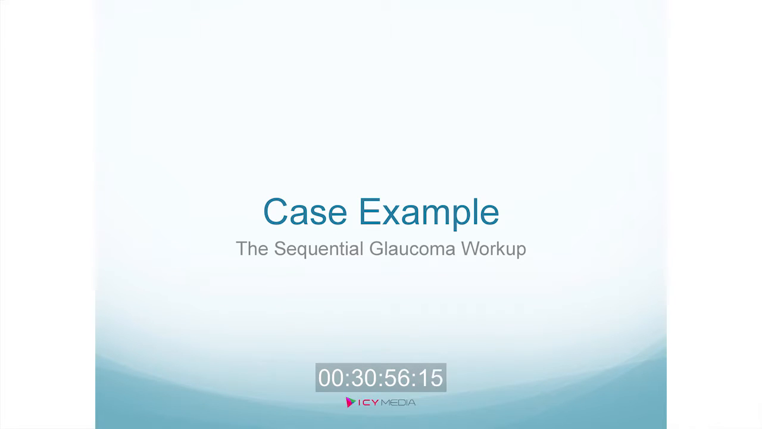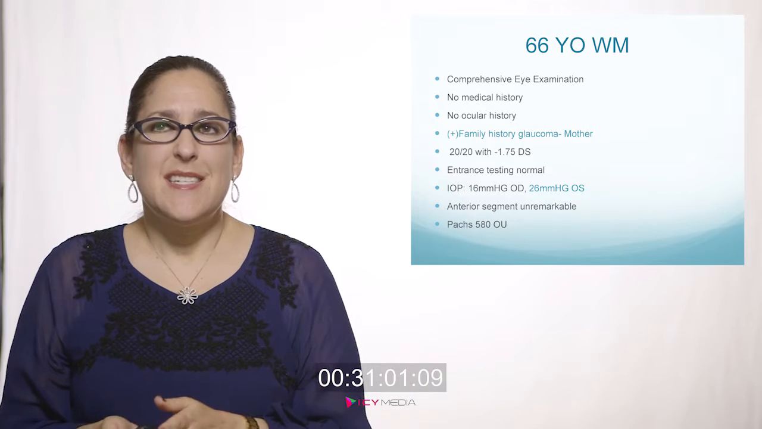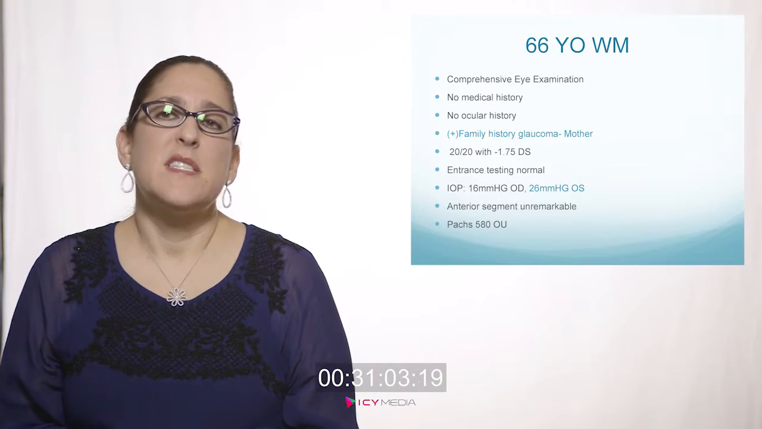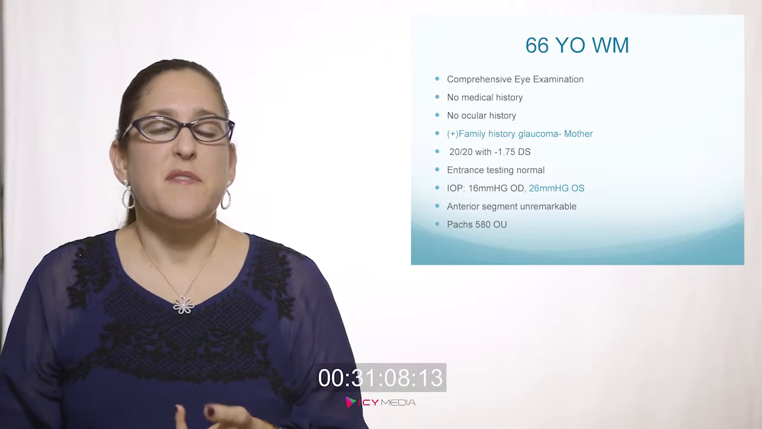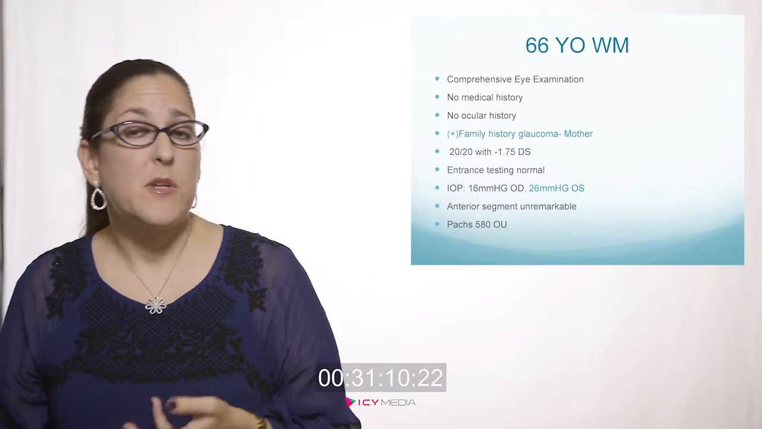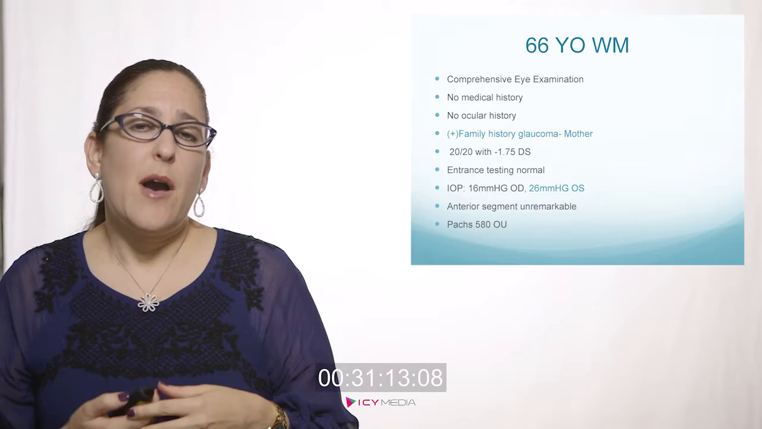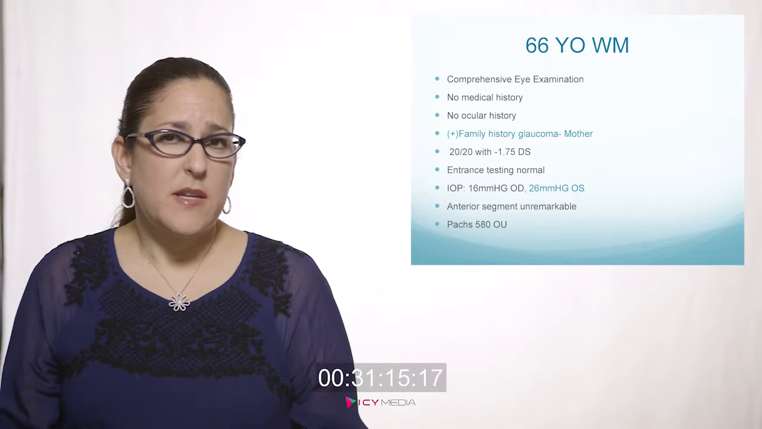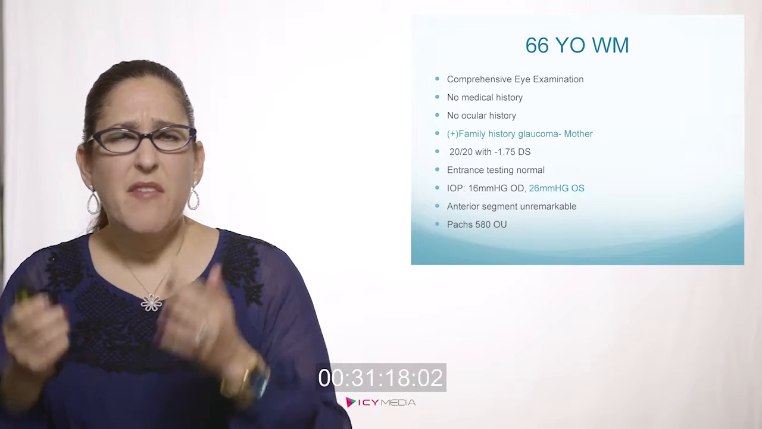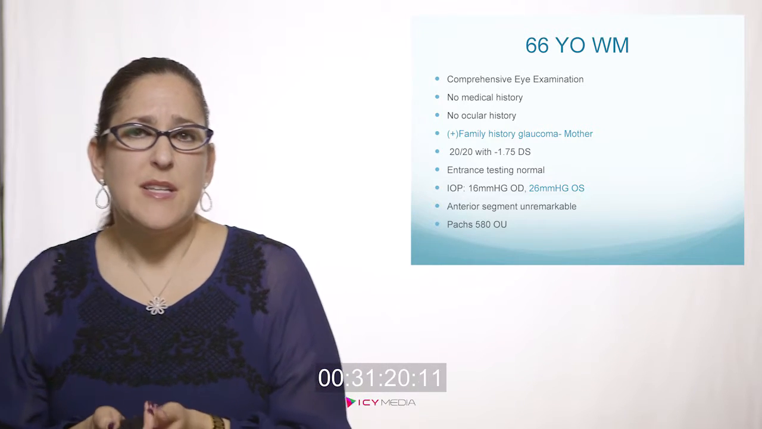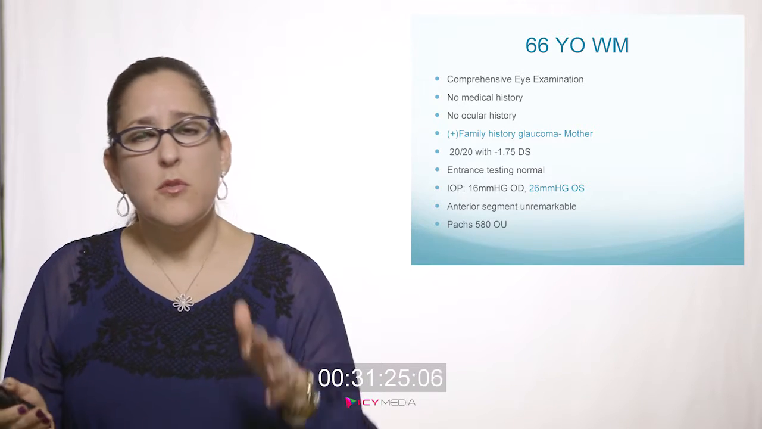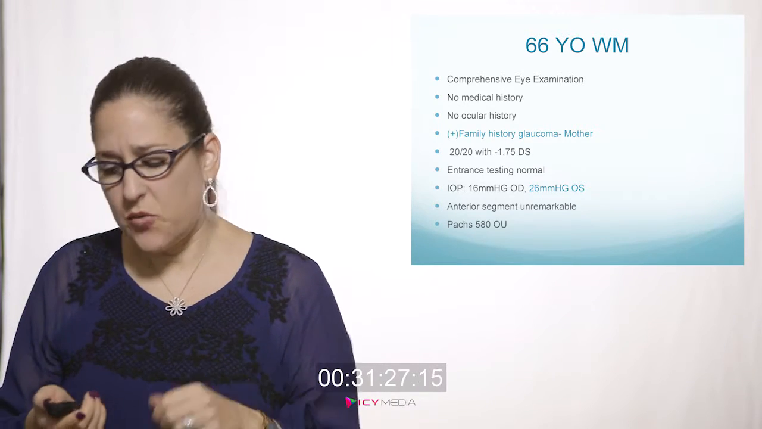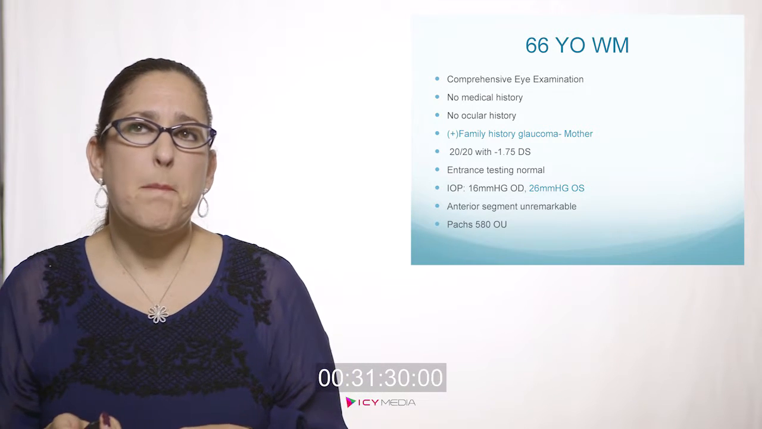All right, so here's a case example of a patient that I saw at Nova in the clinic. This was a 66-year-old white male who comes in for a comprehensive eye exam. His medical history is normal and his ocular history is normal, but he has a family history. His mother has glaucoma, and we talked a lot before about how glaucoma runs in families. It's a genetic disease, okay? You can see everything looks pretty normal, but the pressure in his left eye is high, and his pachymetry is normal. So really the only thing that we're looking at in the exam right here is the 26 millimeters of mercury in that left eye.